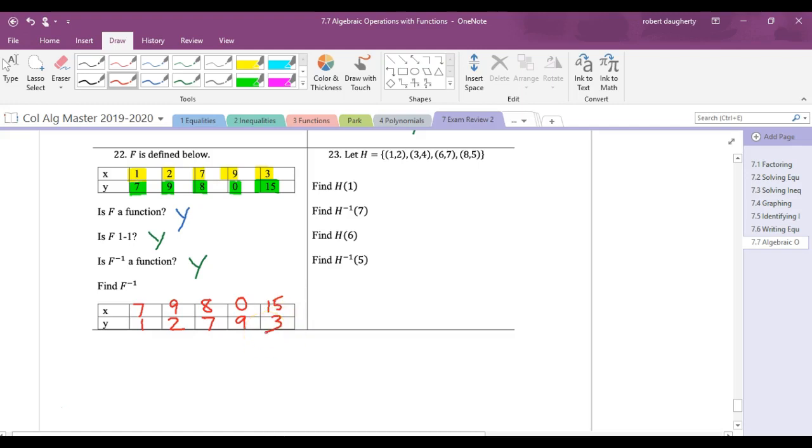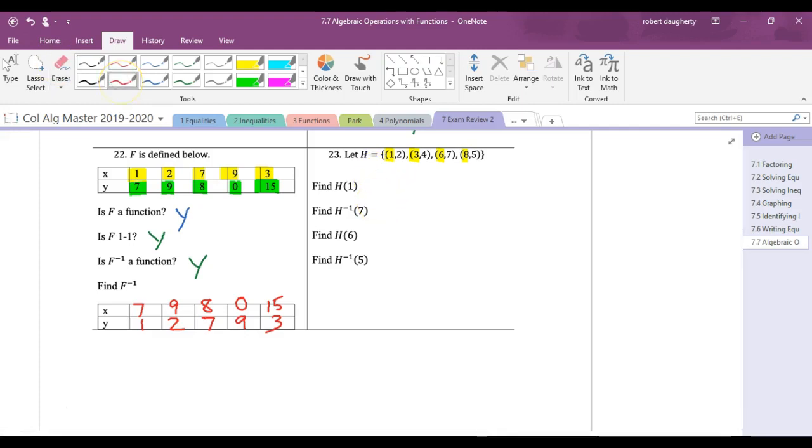That's the inverse. The next one, is it a function? Look at the x values, 1, 3, 6, 8. They do not repeat. Find the inverse of 7. Okay, sorry. I was answering the questions from the previous one, sorry.